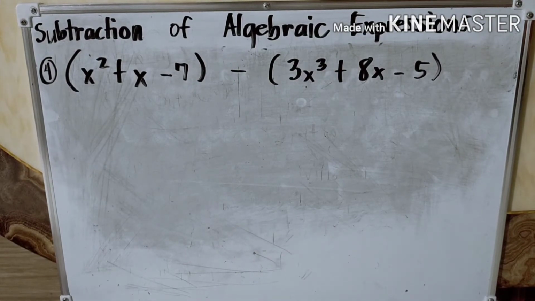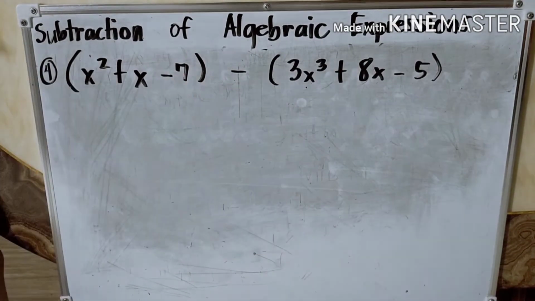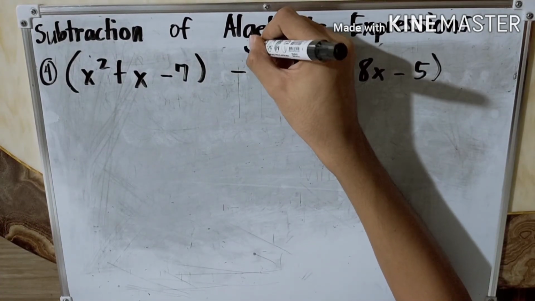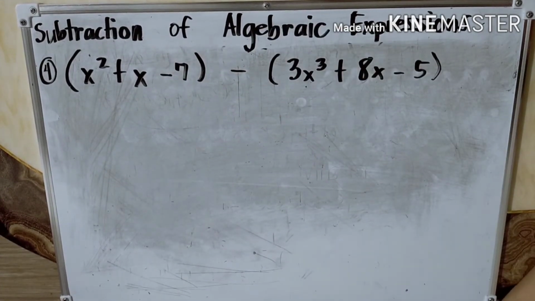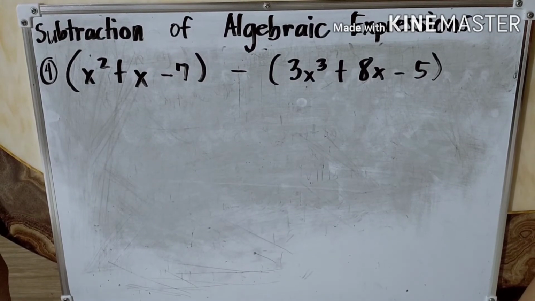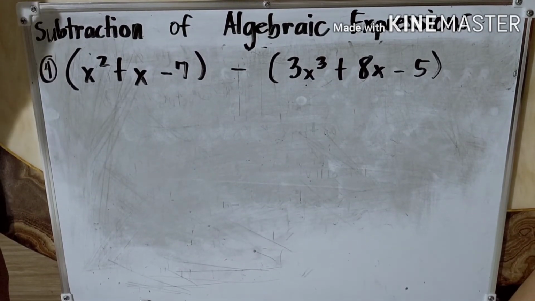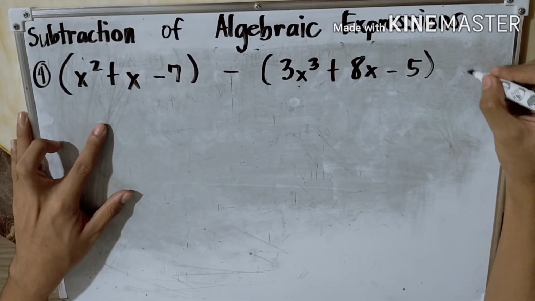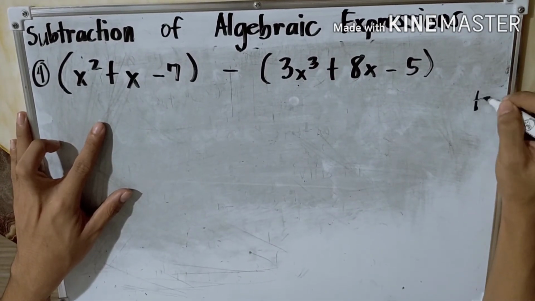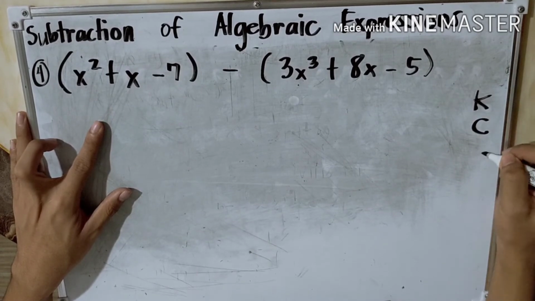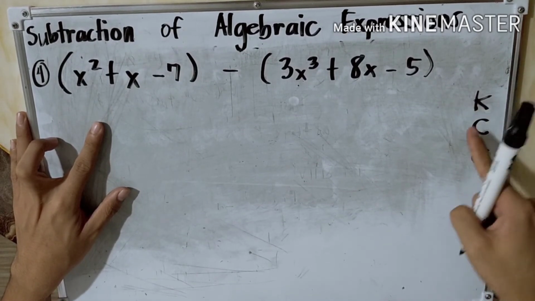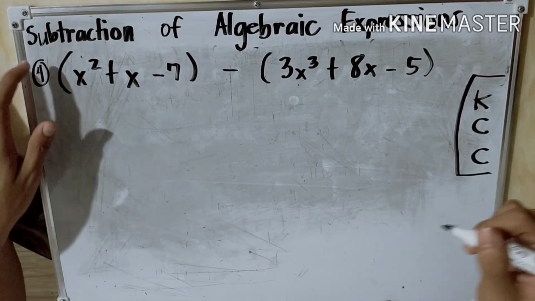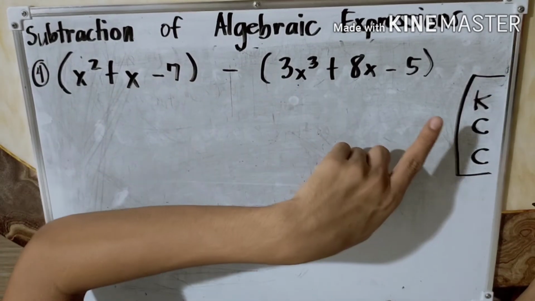Okay, after addition, let's proceed to subtraction of algebraic expression. So, yung procedures ito, the same lang nung kanina. But then, meron lang konting kaibahan gaya nung tayo nag-subtract ng integers. So, in subtracting algebraic expression, just copy the minuend. Tandaan nyo yung ating dating K, C, C. Keep, change, change. So, i-apply pa rin natin yan in subtracting algebraic expression.